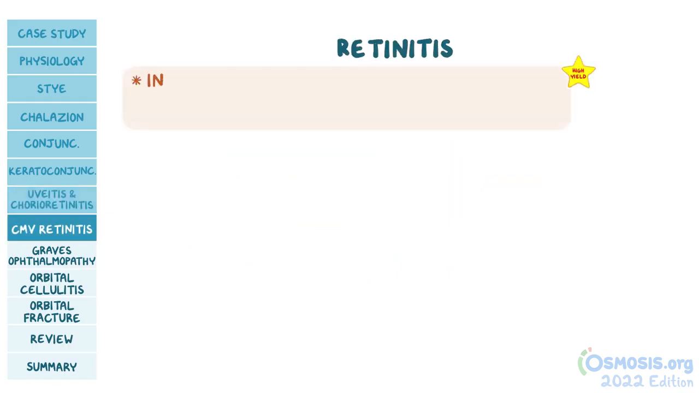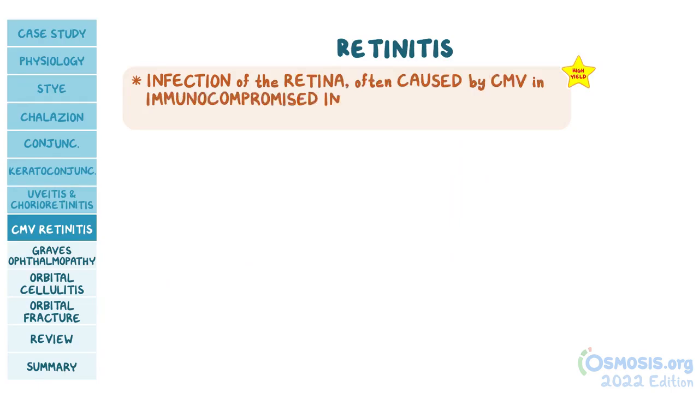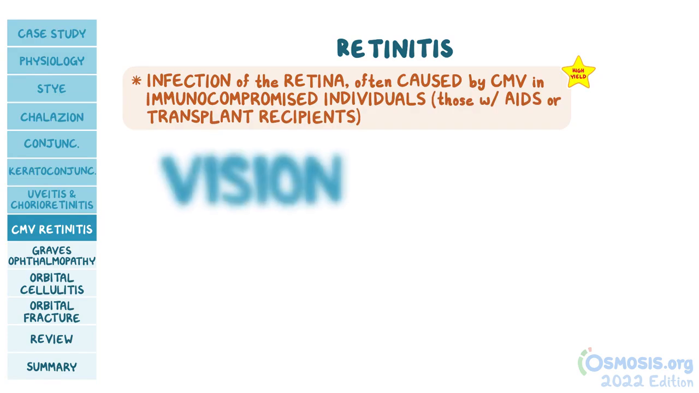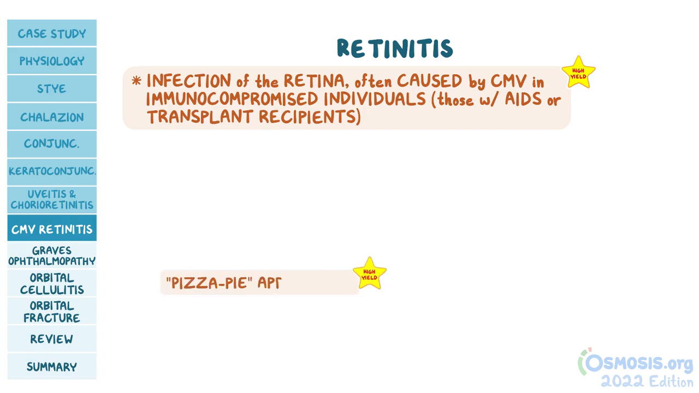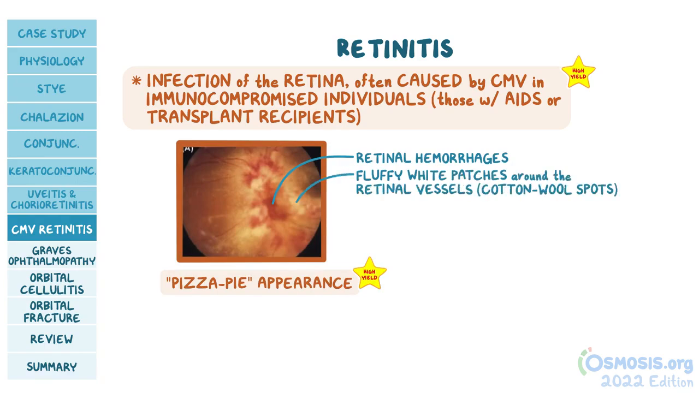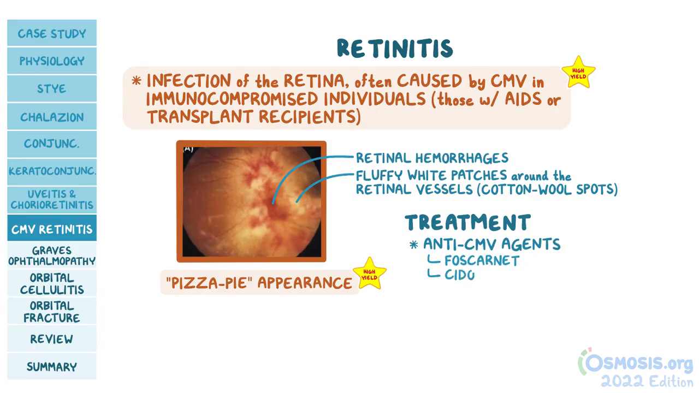Now, retinitis or infection of the retina is often caused by CMV in immunocompromised individuals, especially those with AIDS or transplant recipients. Symptoms include blurring of vision, dark spots in the visual field called scotomas, or even total vision loss. On fundoscopy, there's a characteristic pizza pie appearance, with retinal hemorrhages and fluffy white patches around the retinal vessels called cotton wool spots. Treatment includes anti-CMV agents like foscarnet and cidofovir.